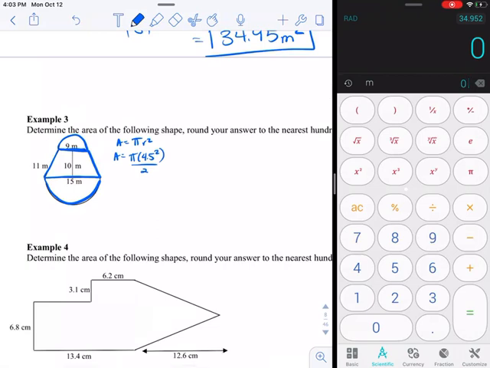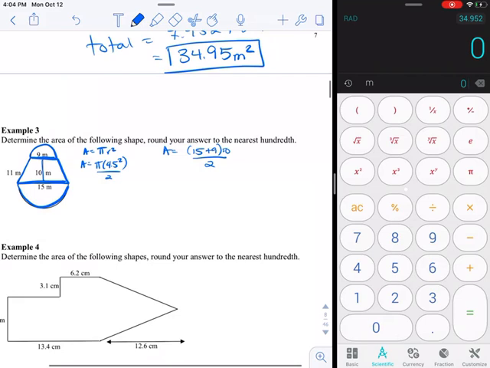And then the second one, we have to do that average. So there's 15 and that's 9. So we're going to do area is 15 plus 9 multiplied by the height of 10, but then divided by 2. And then the last area is another half circle.